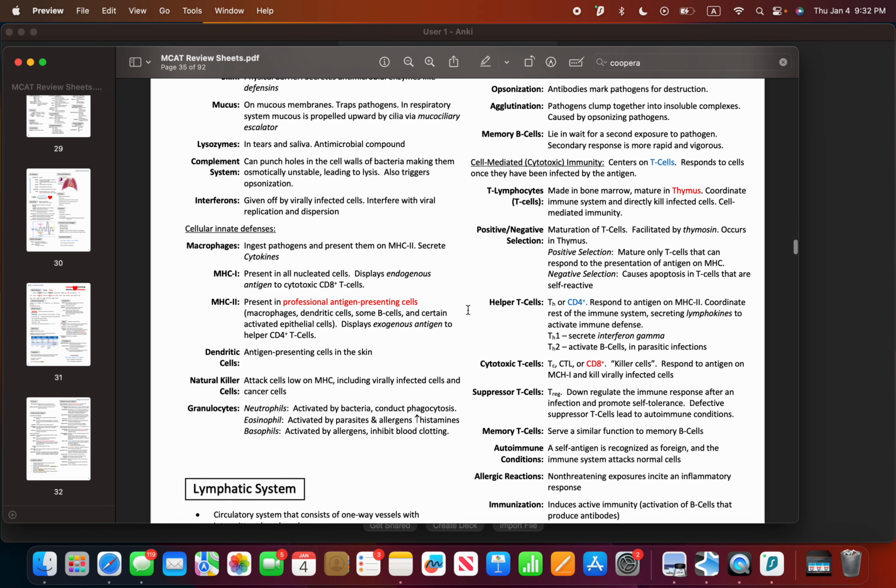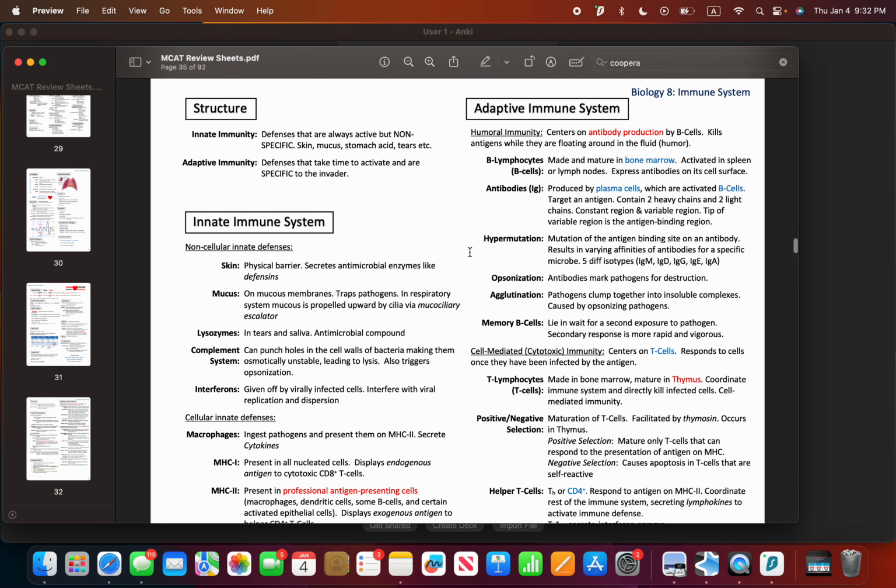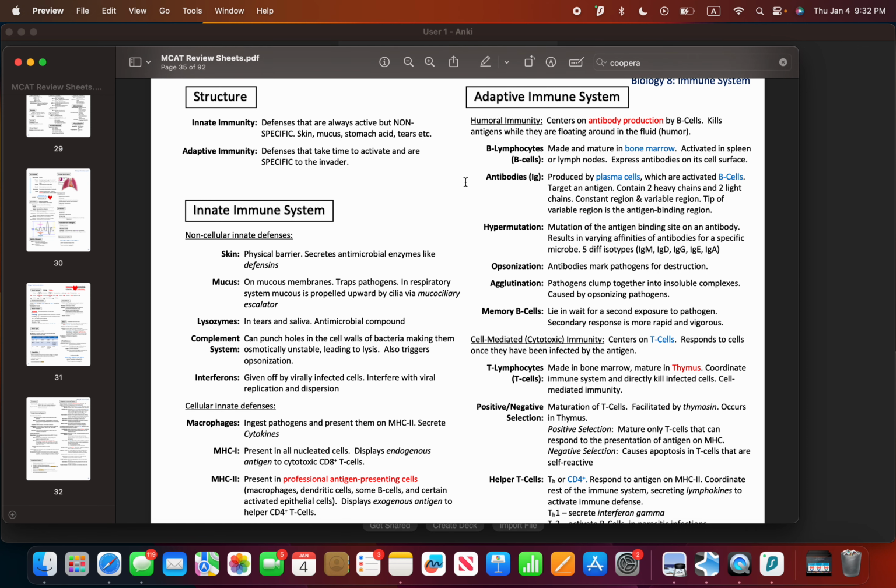Now we also have the adaptive immune system. So we have humoral immunity and cell-mediated cytotoxic adaptive immunity. Humoral immunity, we know it because humoral refers to fluids. It's about antibodies that move in the blood, in the fluid, and it centers on antibody production by B cells. It kills antigens while they are floating around in the fluid, in the humor. So it kills the antigens while they are in our blood.